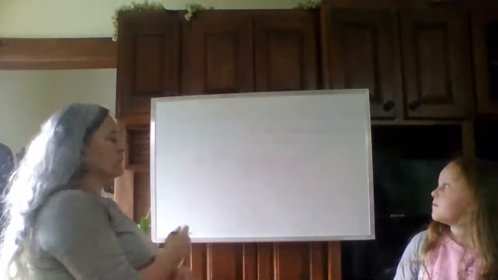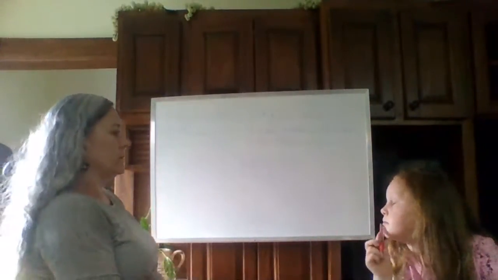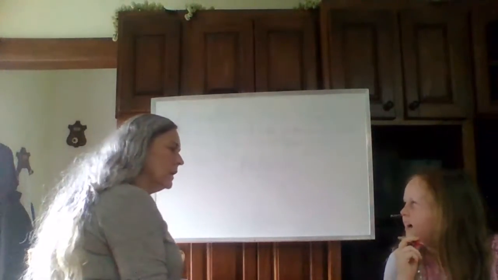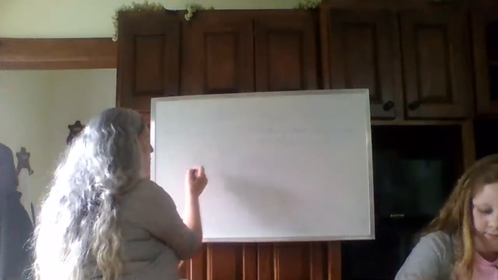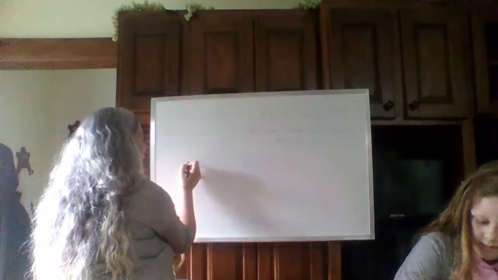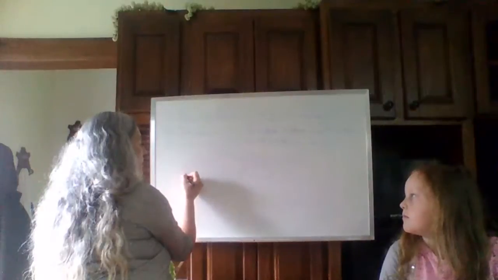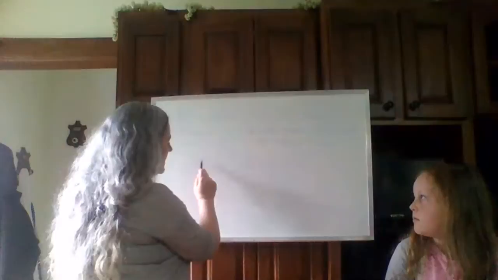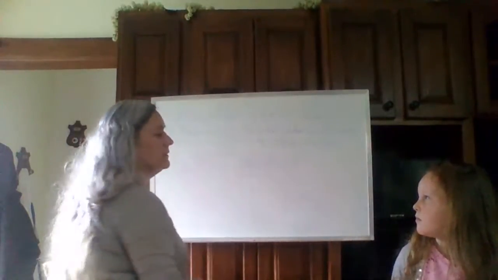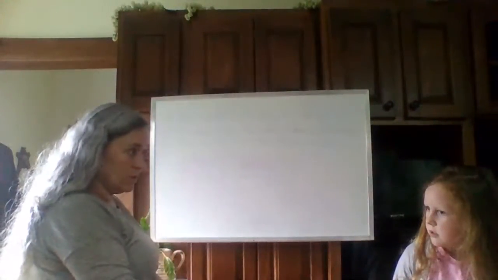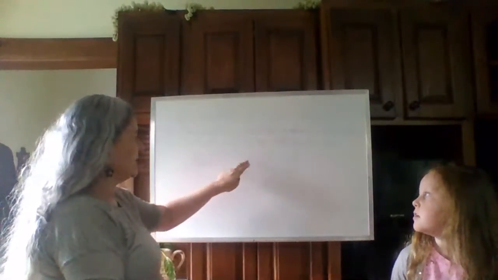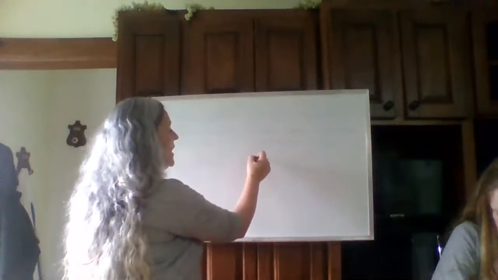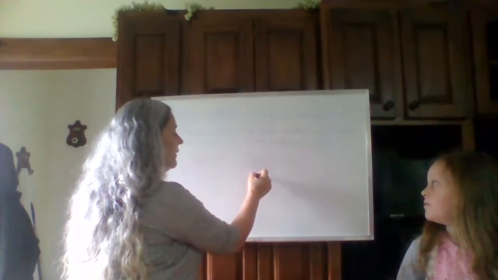What kind of fraction would I call this? What would our numerator be, our top number? 1/2. Good. So our numerator is 1, and we have 2 pieces, so our bottom number is 2. Now, do you agree that this is equivalent to this? Equivalent means equal. Okay.